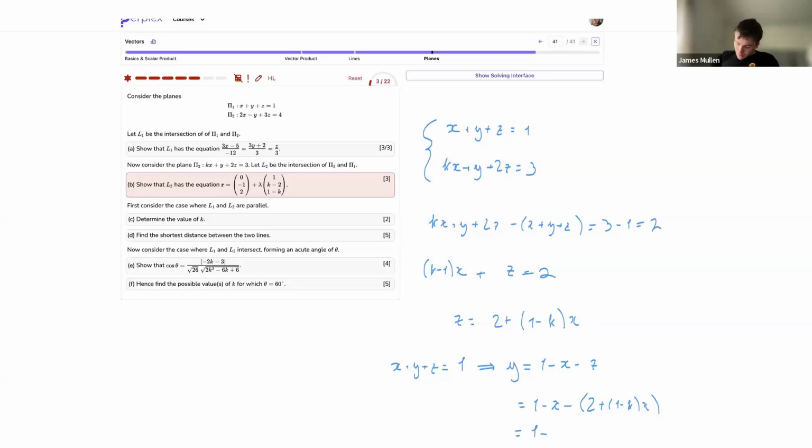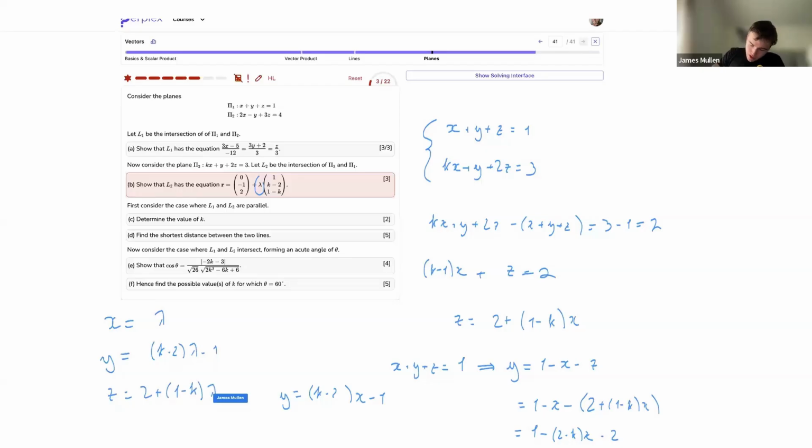So that's going to be minus 2 minus kx, and then I'm going to have minus 2. Okay, so minus 2. And that simplifies to y is equal to (k minus 2)x minus 1. Now, if I say x is equal to lambda, because I have lambda in this equation, then I can say that y is going to be (k minus 2) lambda minus 1, and z is going to be 2 plus (1 minus k) lambda.